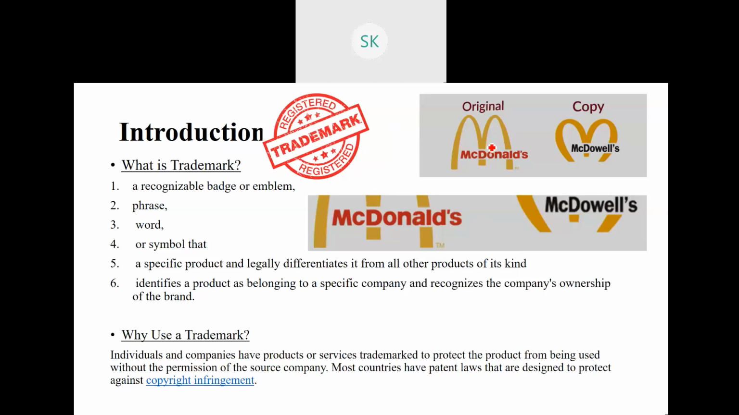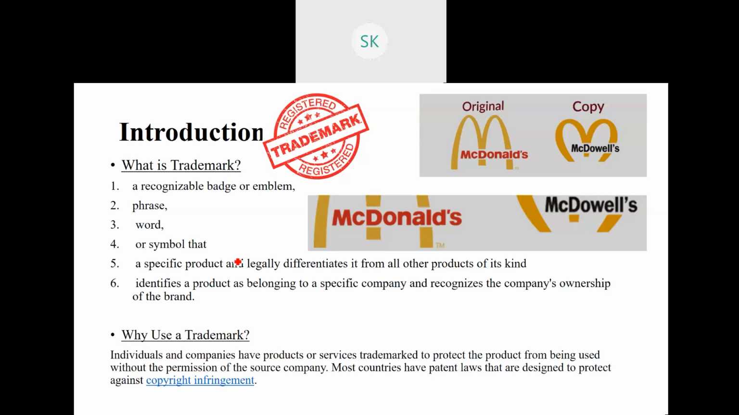But what's its function? Its function is to mark a specific product which legally discriminates it from other products of a similar kind. So maybe there are many outlets like McDonald's, but the trademark separates this McDonald's from other outlets of the food chain. It also identifies a product as belonging to a specific company and recognizes the company's ownership of the brand.